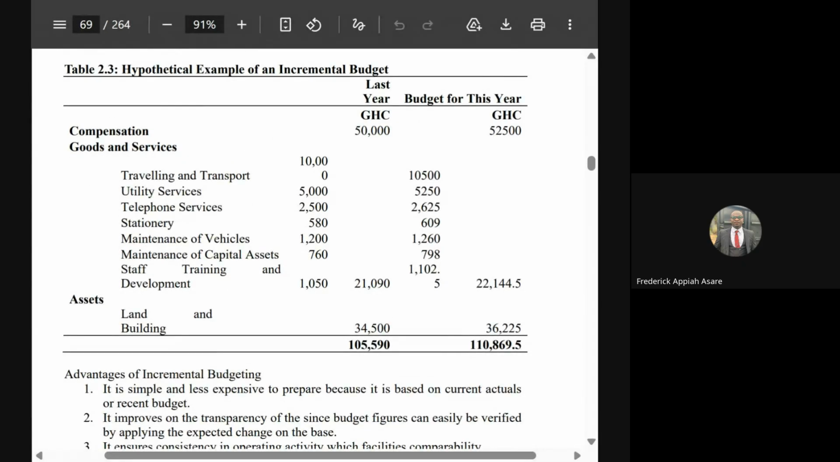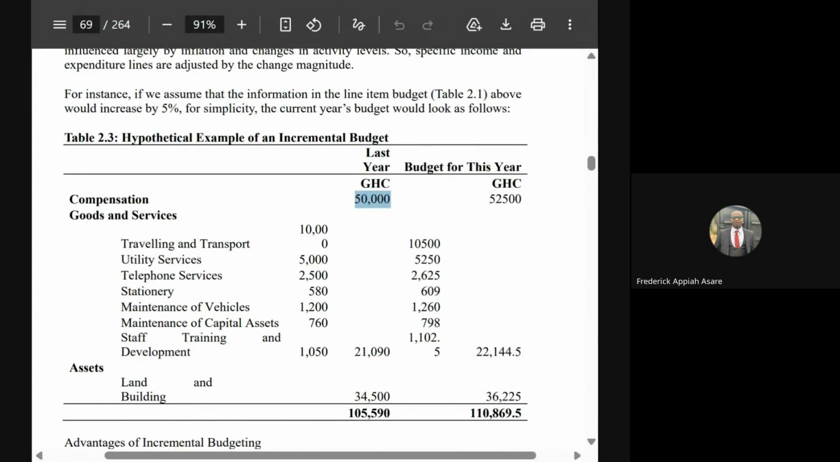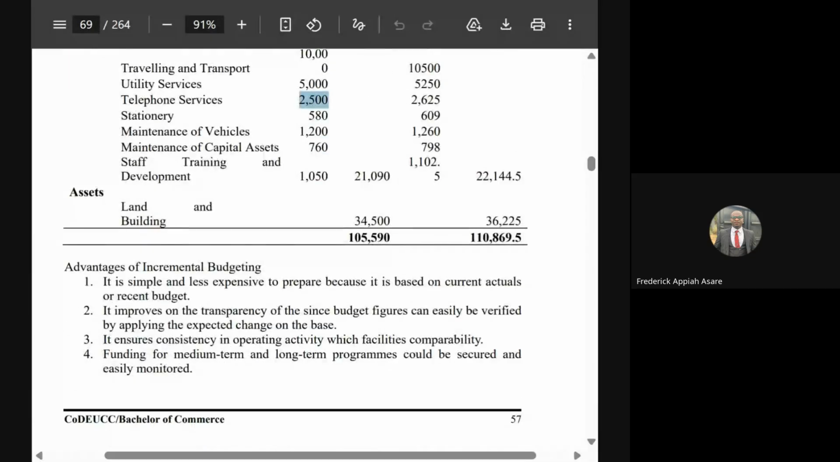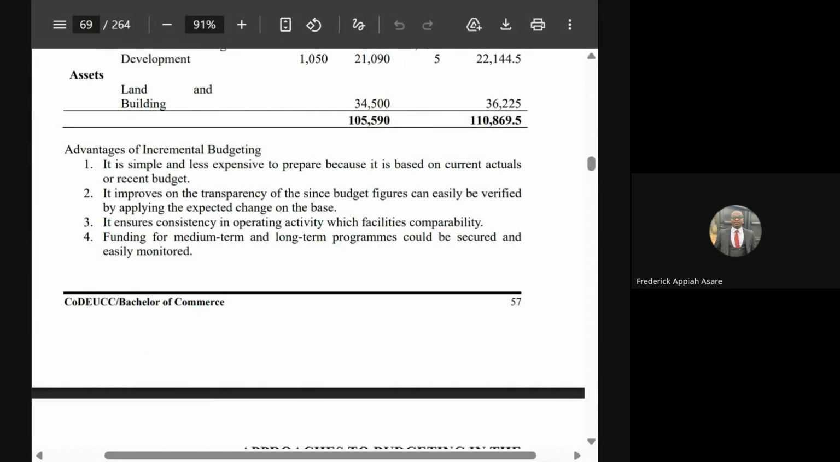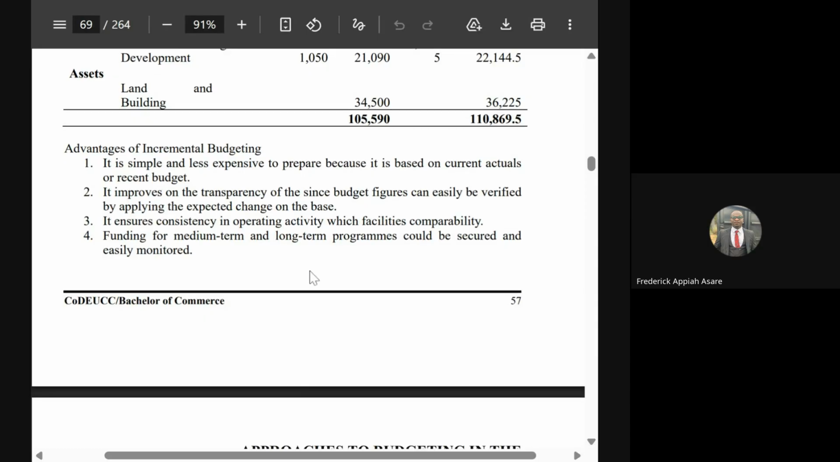Last year's budget, compensation was 50,000. Then we are assuming that there will be a 5% increment. So they will multiply this 50,000 by 5% and get this one as the current one. Traveling and transport was 10,000. 5% of this is 500. We add it back to this to get 10,500. This was 5,000 last year. Current year, we will do this. So that is how the incremental budget is being done. That is, you base on the previous budget and you multiply to get the current one.